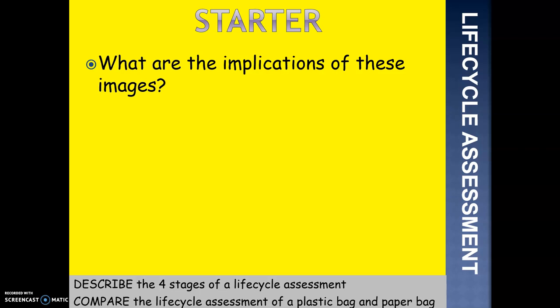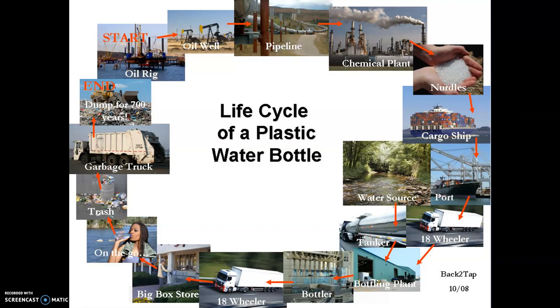So there are going to be 2 images on the screen here. What are the implications of these? You can discuss this with the person next to you if you're in school, or at home. Just jot down any key implications of these images. So give yourselves 2 minutes. The life cycle of a plastic water bottle. What are the implications of all these issues here?